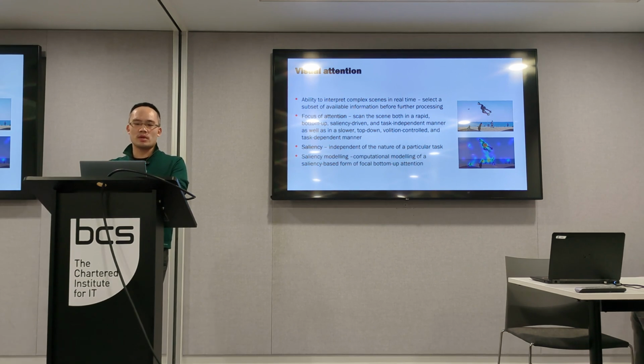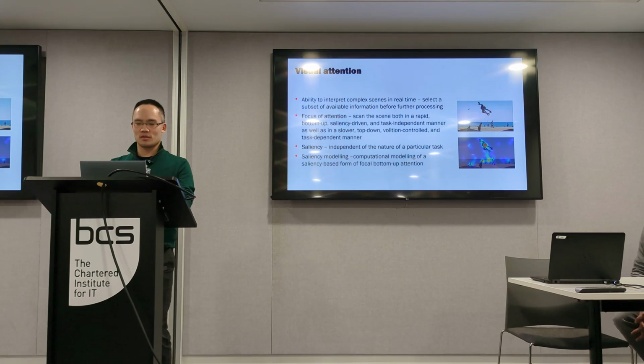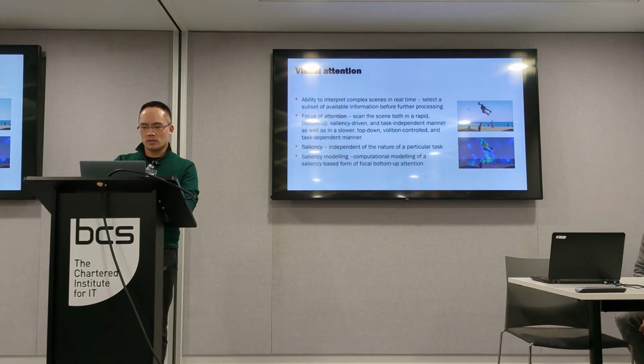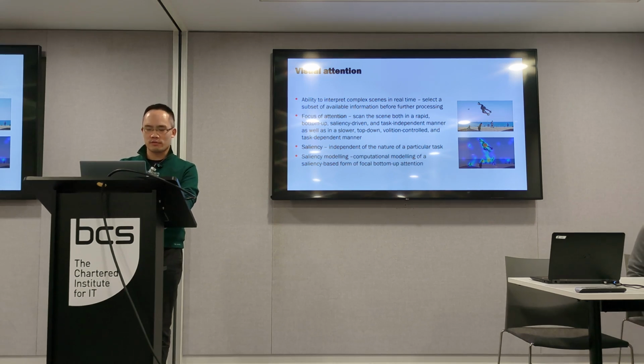Right, as I said before, this is an important mechanism in our vision system. If we don't have that, you can imagine that we can't even move around, because every second there's so much information coming to your eye, and if you don't have attention to help you select the most relevant information, you won't be able to process such complicated information.